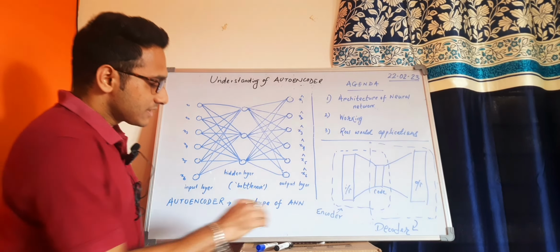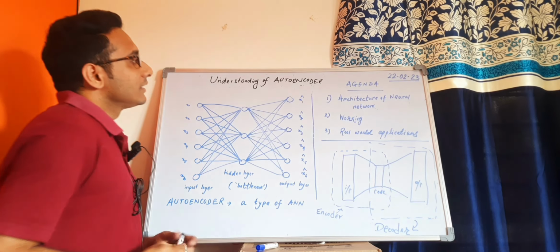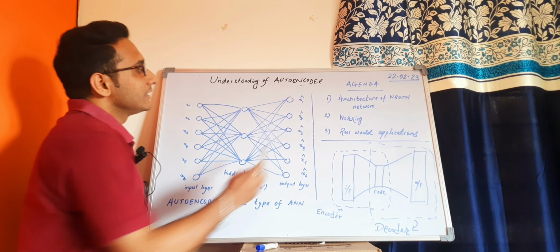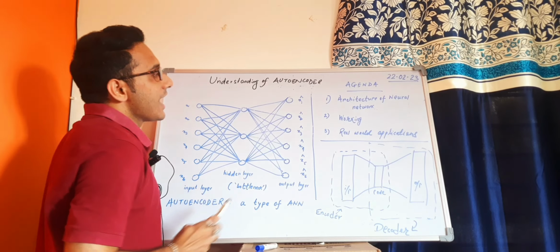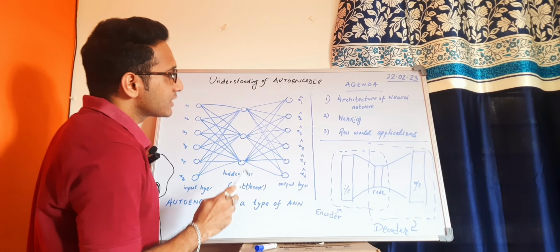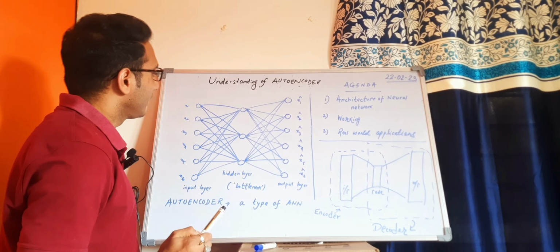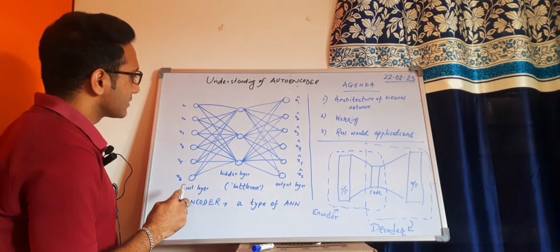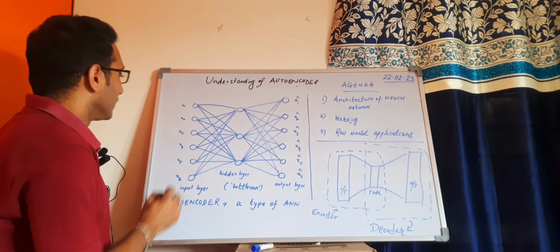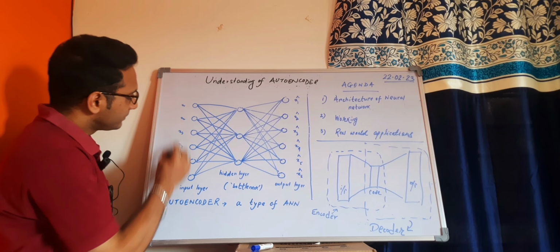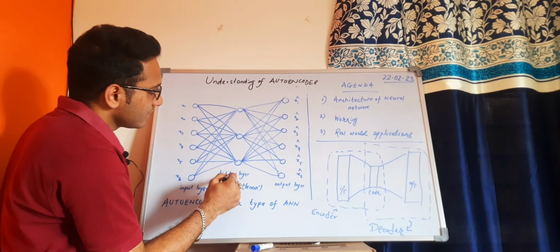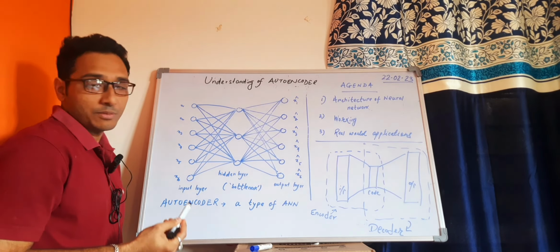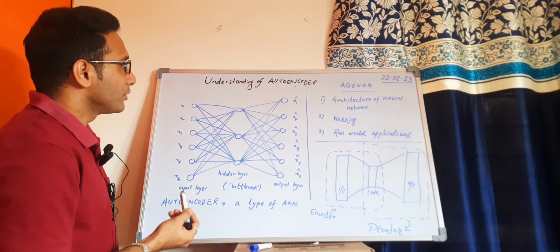So the agenda of this class is the architecture of this particular neural network, then how it works, and what are the real world applications of autoencoder. So you can see the architecture that I have drawn in this whiteboard. Here, this is the input layer, this is the hidden layer, and this is the output layer. Now let me talk about the main thing about autoencoder.